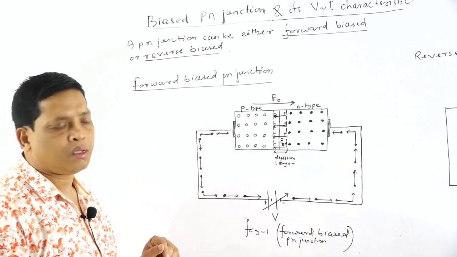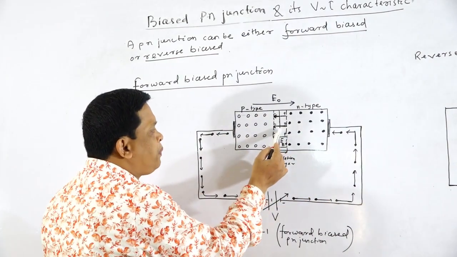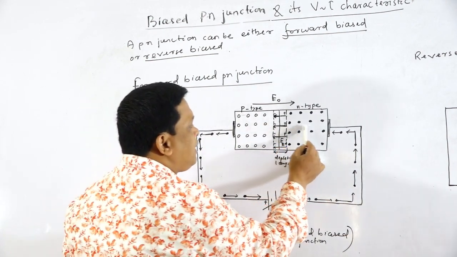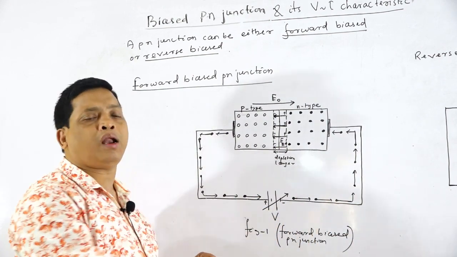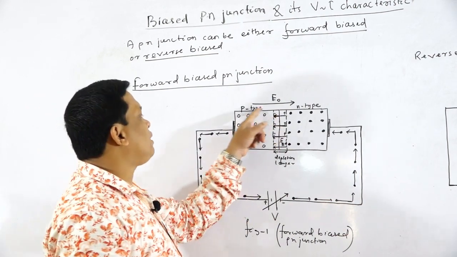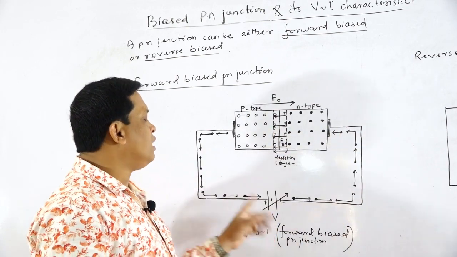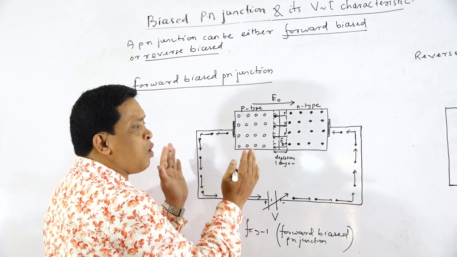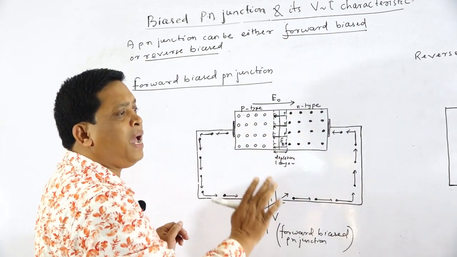So look here, in a forward biased P.N. junction, the P material is connected with the positive terminal, N material is connected with the negative terminal of the battery. Very easy to remember, P to positive, N to negative. So P-type semiconductor connected with the positive and N-type semiconductor is connected with the negative terminal of a battery. This method of biasing is called forward biasing and the P.N. junction is called forward biased P.N. junction.